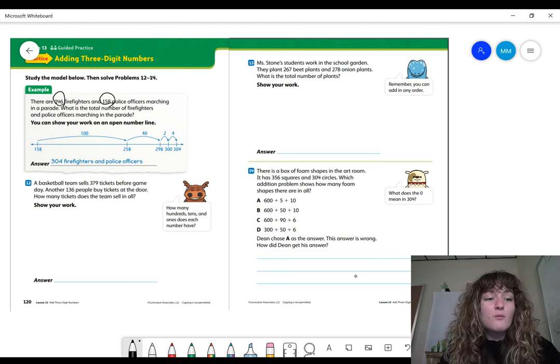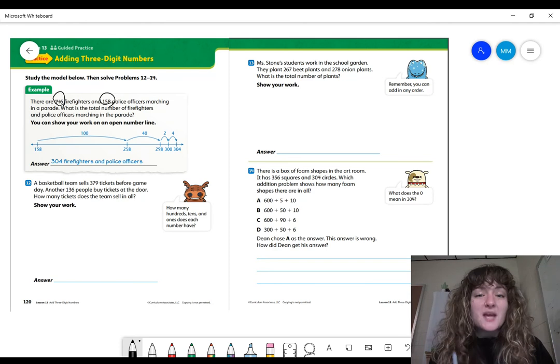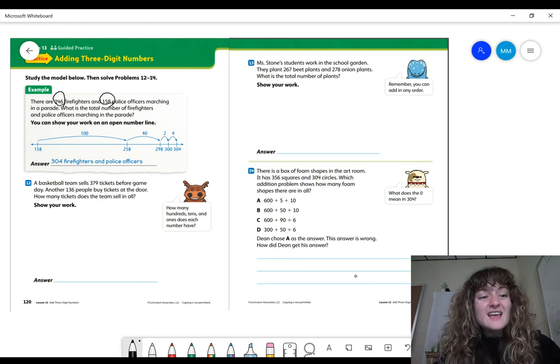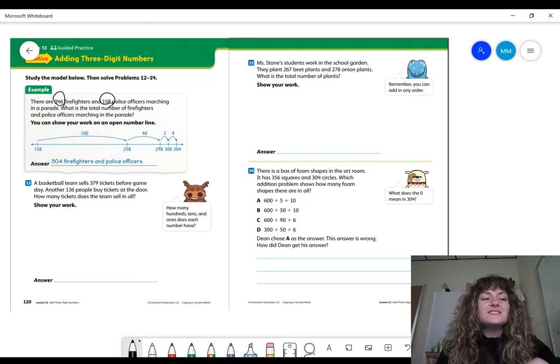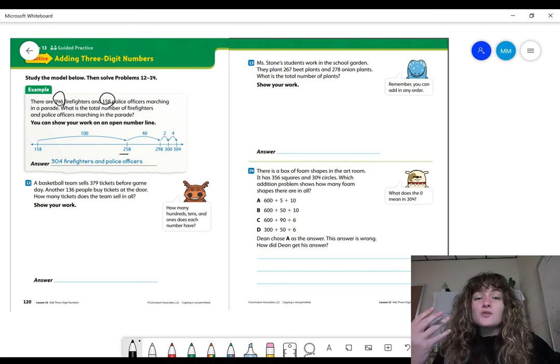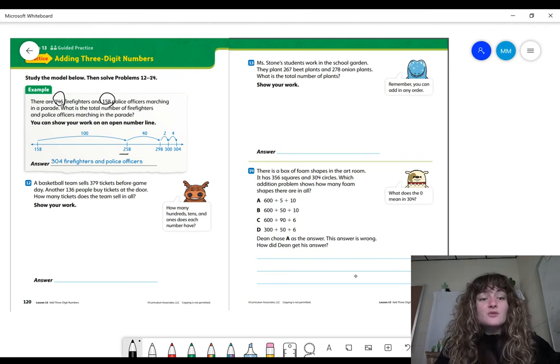So they started at 158. They started with the bigger part. Then they started adding 146, but adding the value of each digit to 158. So they started with 158, and then they added 100 and got 258. So the hundreds place changed. Then they added the tens. They added 4 tens, 40, to 258. And then the tens place changed. So 258 plus 40 was 298.